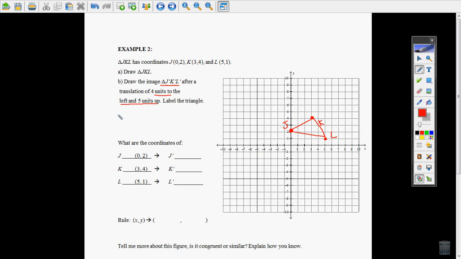So let me show you what this is going to look like. There are 2 ways we can write this. We can say x comma y: 4 units to the left means I'm going to go this way, that's to the left, so I'm going to subtract 4 from the x. And then 5 units up means I'm going to go this way, which means I'm adding 5 to the y. So this is one way of writing it. The other way is to say this, -4, 5.